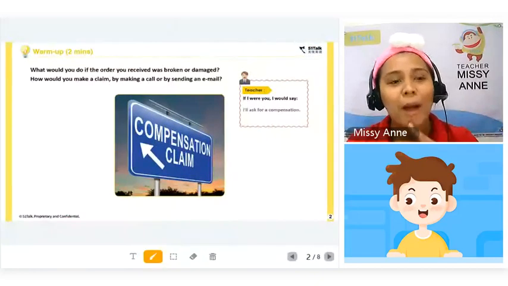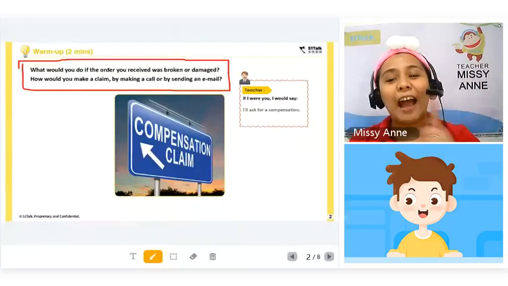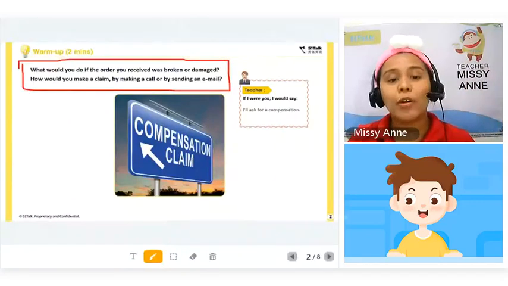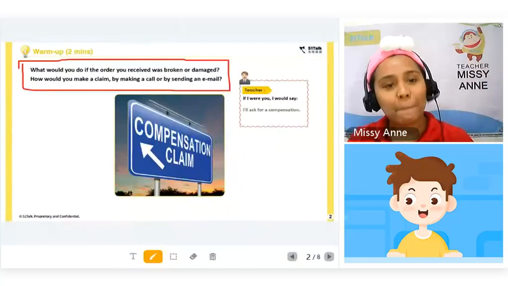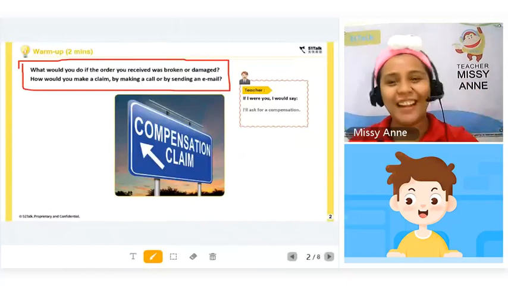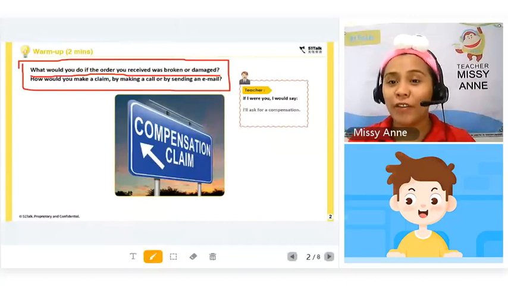Okay, let's go with our warm up. Can you read the questions? What would you do if the order you received was broken or damaged? How would you make a claim, by making a call or by sending an email? Okay, now let's try and answer, Fiona. What would you do if the order you received was broken or damaged?